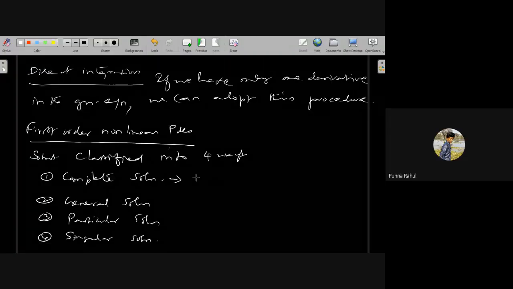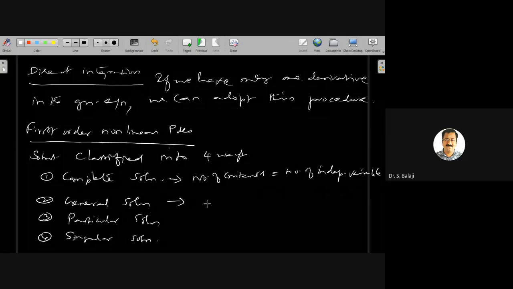Number of arbitrary constants equal to number of variables in that. Yes, very good. Number of constants is equal to number of independent variables of that equation. That will be the complete solution.